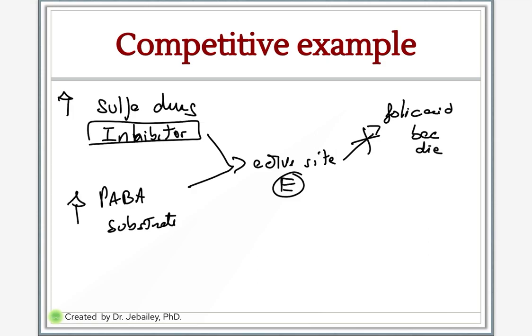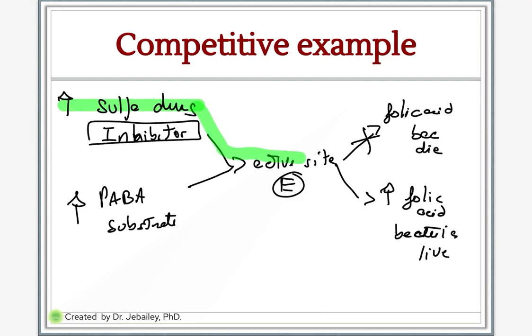However, if you have more PABA, that means the active site will increase the production of folic acid and the bacteria will live. So highlighting here, if you go in the green direction, you will stop the process and the bacteria die. The blue direction, which is more PABA concentration, will cause an increase in folic acid and the bacteria live. So this is an example of competitive inhibition.